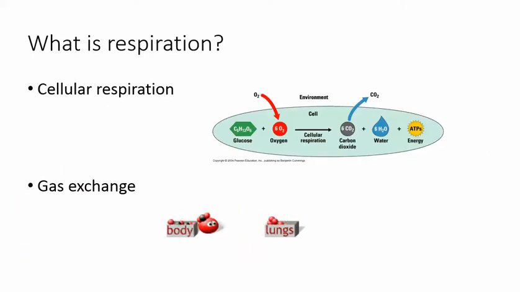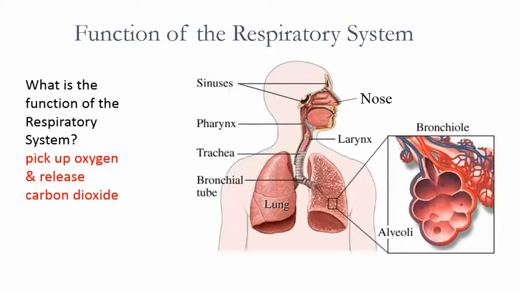So what's respiration? If you remember from the first term, we talked about cellular respiration, and basically what it is is the breakdown of molecules producing ATP. But in order to do that, you need to have oxygen, and one of the products of that process is going to be carbon dioxide. So in your body, you've got to get rid of the carbon dioxide, and you have to take in oxygen for this cellular respiration to still occur. The function of the respiratory system is to pick up oxygen and release carbon dioxide. And this will happen in the lungs, specifically in the alveoli.